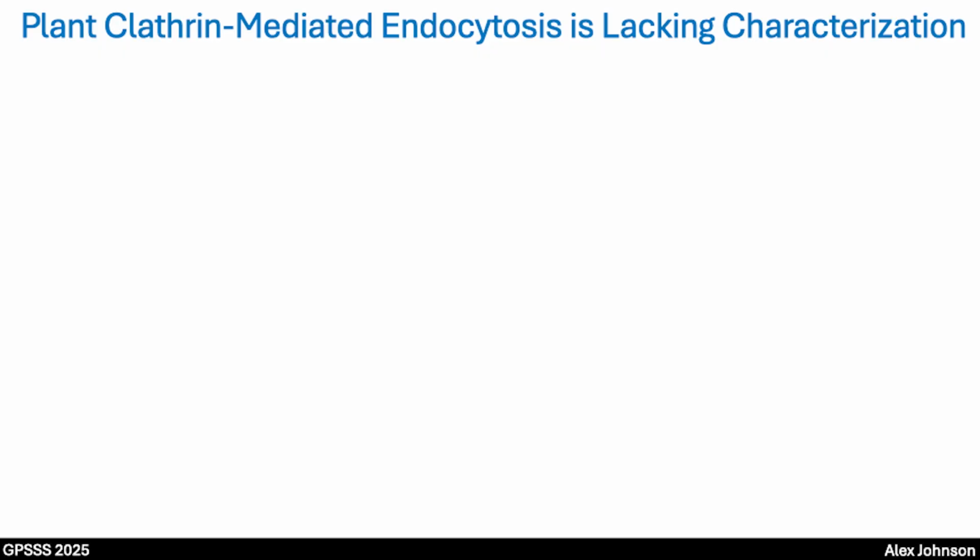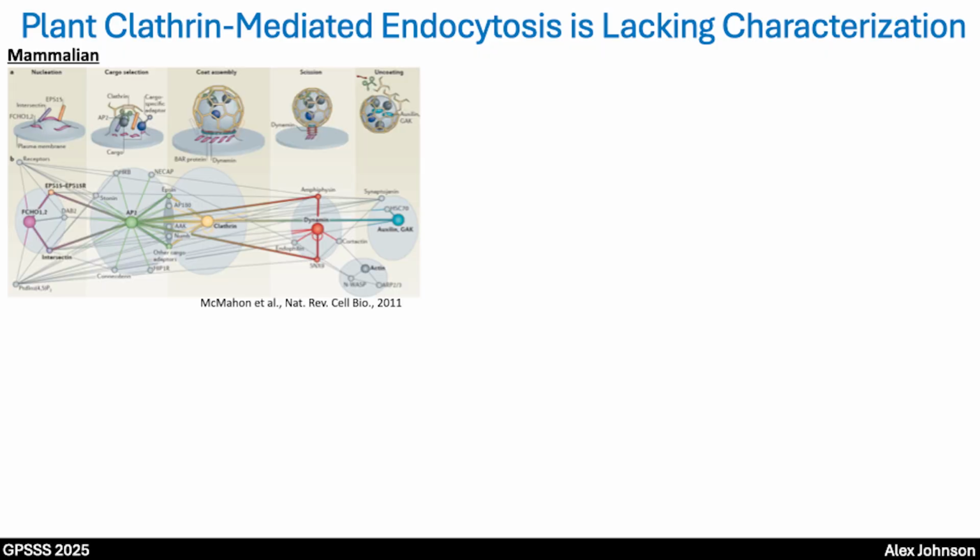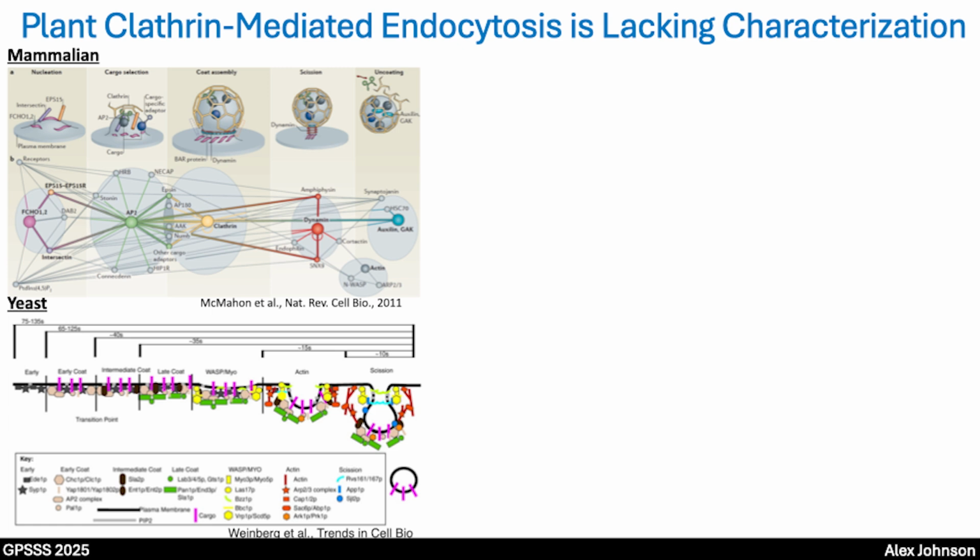I've just told you how important endocytosis is, so you must be thinking, wow, we must know everything about this. But actually in plants, we really don't know much about this process at all. When we look in the mammalian system over 10 years ago, we know a huge number of the proteins involved. We know exactly what they're doing, when they're coming, and what their function is. And it's true of yeast as well. We also know a lot about the process.